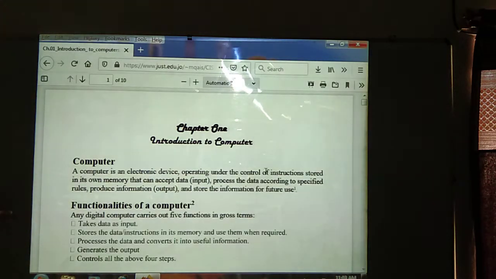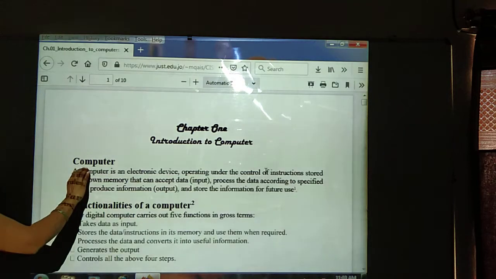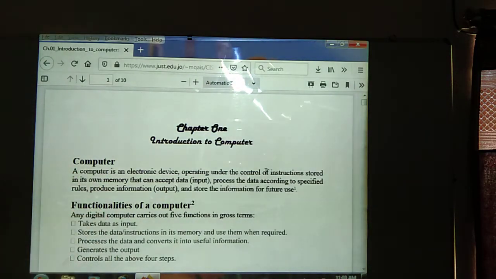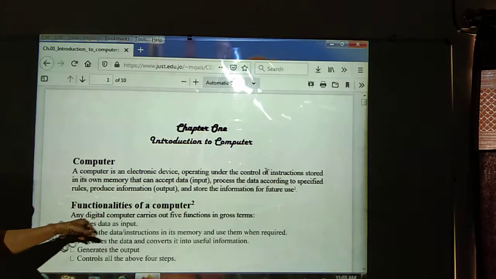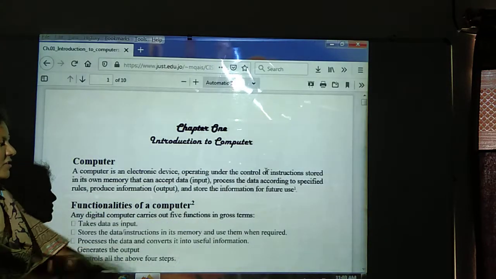What is a computer? Computer is an electronic device. It can input the data, process the data and display the data. That is the use of the computer. Next we can see the functionalities of a computer. Any digital computer carries 5 functions.